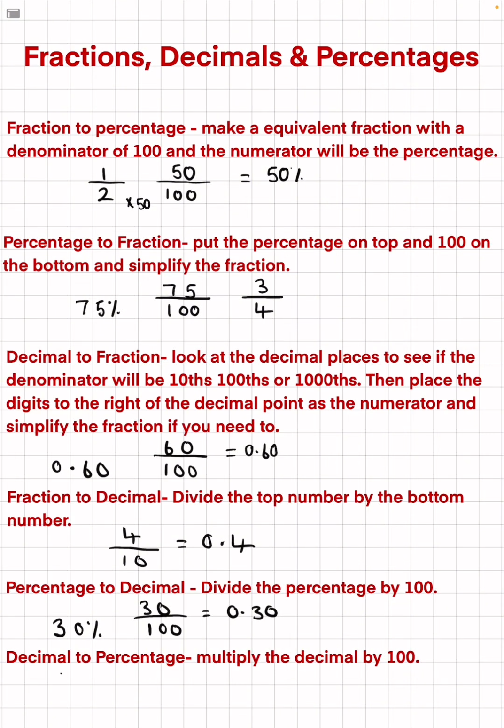To convert from decimal to percentage, we multiply the decimal by 100. For example, if we had 0.36, to multiply by 100, we move the decimal point 2 places to the right. So that's 1, 2. So 0.36 as a percentage is 36%.